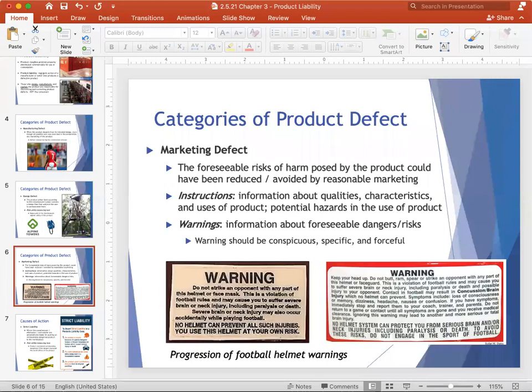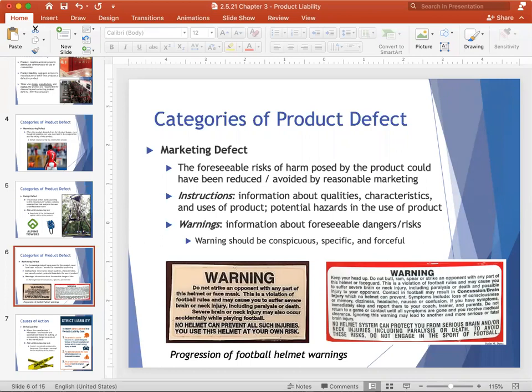Basically, anytime a danger is not apparent, it is up to the manufacturer to communicate those dangers to the user. So you have a duty to warn. Now, considering the court system and how they have examined marketing defects, when the danger is absolutely obvious.